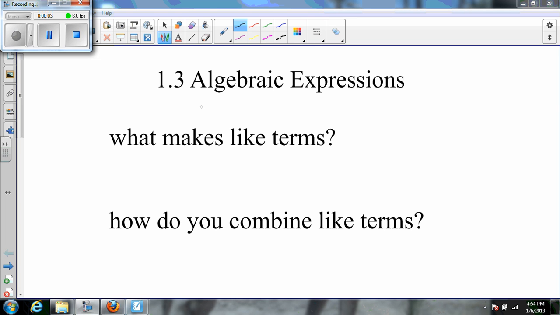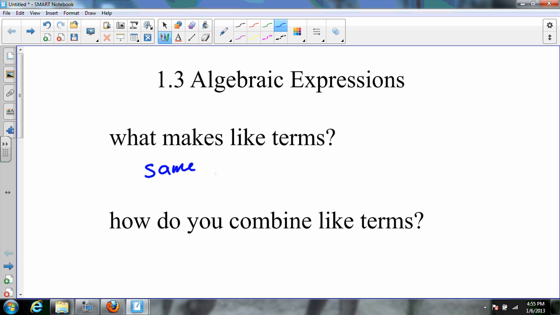1.3 Algebraic expressions. Algebraic expressions may have like terms. Like terms are terms with the same variable with the same exponent.